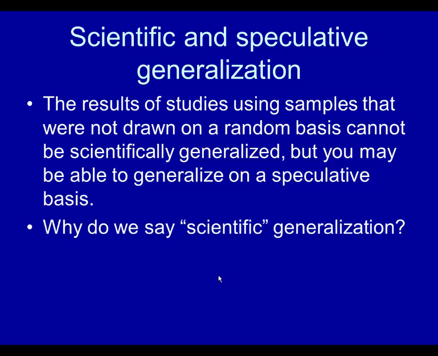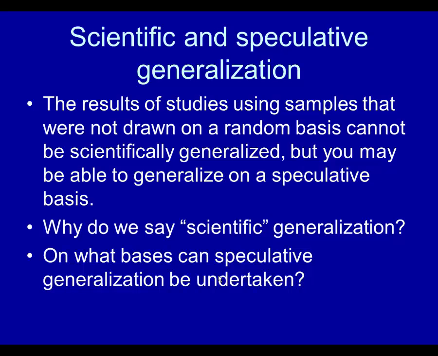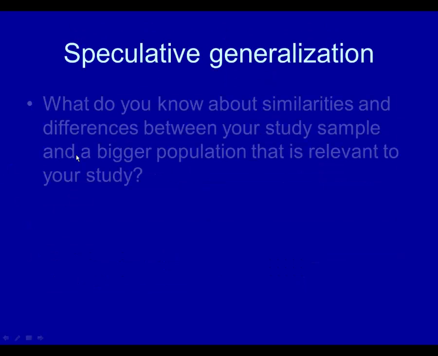Well, let me first of all say something about what we mean by scientific generalization. If you have a random sample, you have the basis for estimating random error. I'm not going to go into random error and how to do that, but I'm simply saying with a random sample, you can scientifically generalize because of that. On what basis can speculative generalization be undertaken? That's a good question. That has to do with what you know about the clients, the people in the population to whom you'd like to generalize, and comparing it to those you did have in your sample.